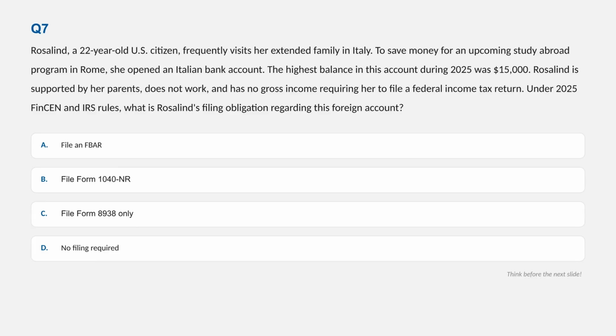Rosalind, a 22-year-old US citizen, frequently visits her extended family in Italy. To save money for an upcoming study abroad program in Rome, she opened an Italian bank account. The highest balance in this account during 2025 was $15,000. Rosalind is supported by her parents, does not work, and has no gross income requiring her to file a federal income tax return. Under 2025 FinCEN and IRS rules, what is Rosalind's filing obligation regarding this foreign account? A. File an FBAR. B. File Form 1040NR. C. File Form 8938 only. D. No filing required.